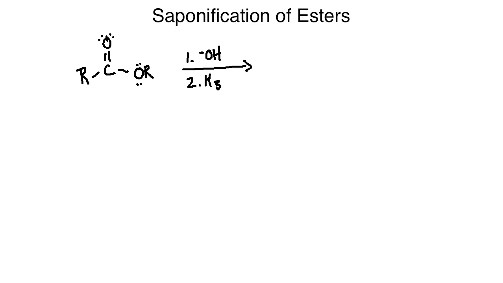So when you start with this, you're going to start with an ester, because it's saponification of esters. You need an ester functionality. And then once you have the ester group, it's going to occur in two steps. The first step is going to be the base, so minus OH. And then the second step is going to be H3O+.